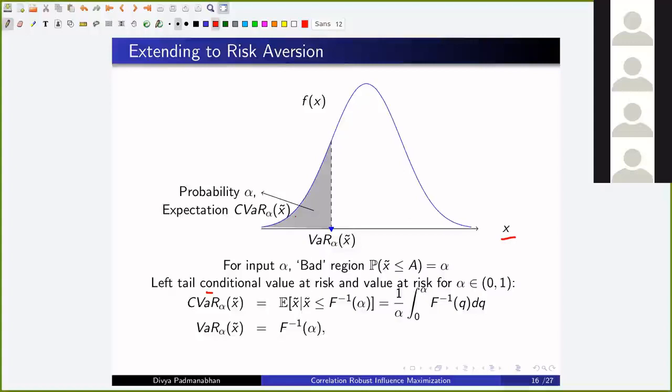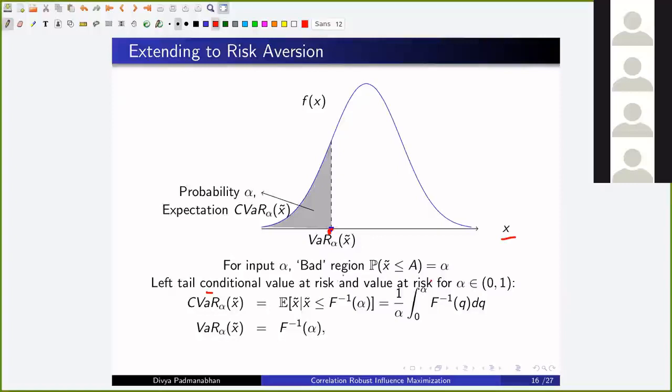For the influence maximization problem, the random quantity is the reachability metric, and a large value is what we desire. So smaller values are the bad regions. Suppose this tail has an area of alpha. That's the probability of the bad region. Suppose we are interested in the alpha probability region. Then the point at which you achieve this alpha probability, the value of x for which you get this probability, is the value at risk.